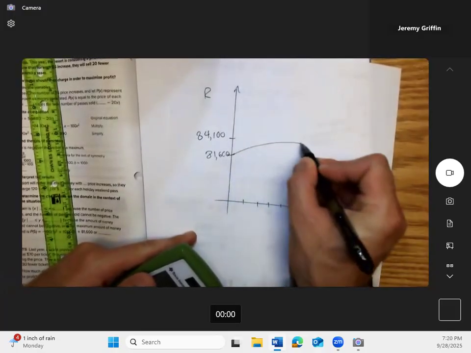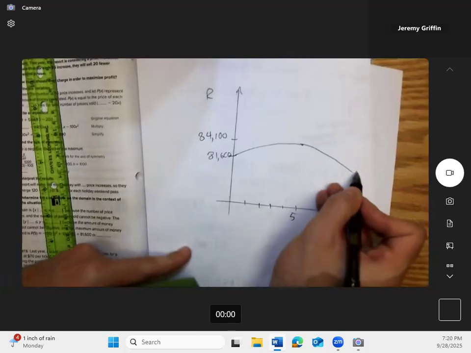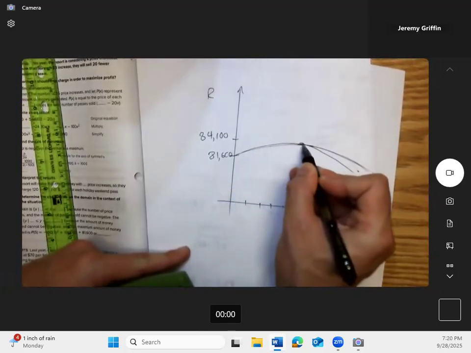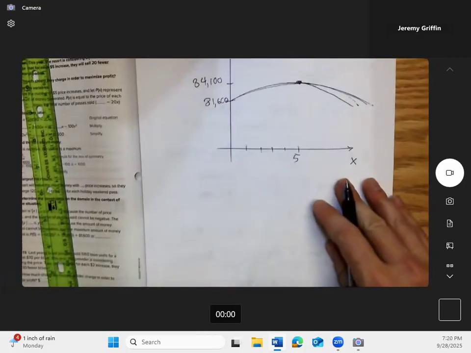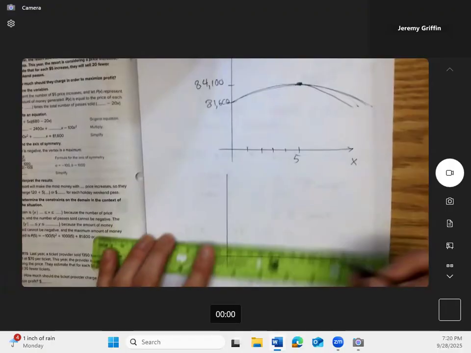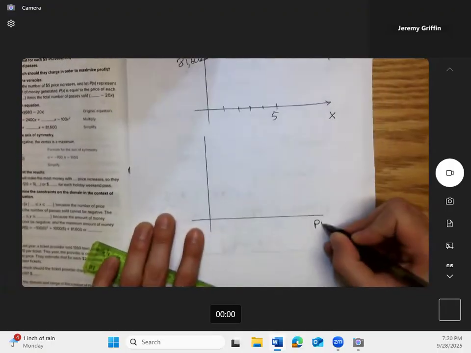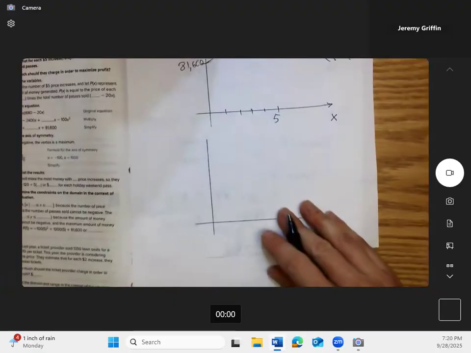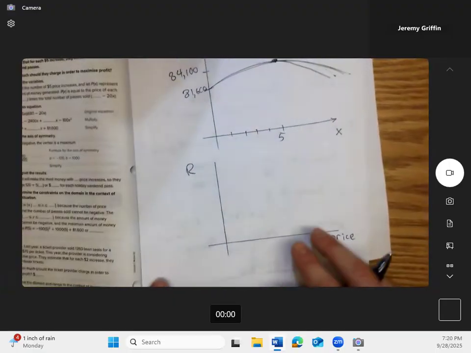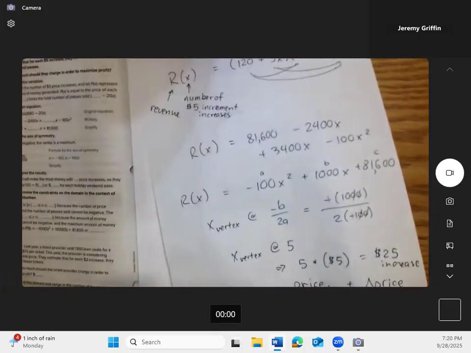This is like a real shallow parabola. It's going to look basically like this. Try and draw that correctly. Somewhere there. Or if we put this in terms of price, let me make a completely different graph. If we put price on this axis and revenue on this axis, it's not going to be to scale, but just get the idea.